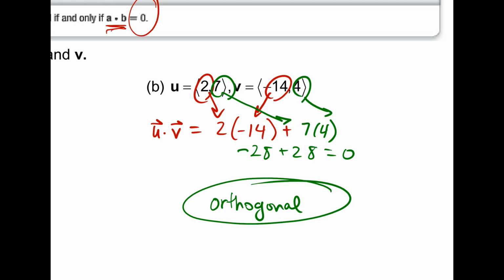Okay, commutative property. If I say 2 times 3, it's the same thing as saying 3 times 2, right? You get 6 either way. The order you multiply doesn't matter. You can take the dot product of u and v, or you can take the dot product of v and u. The order doesn't matter. You get the same thing.